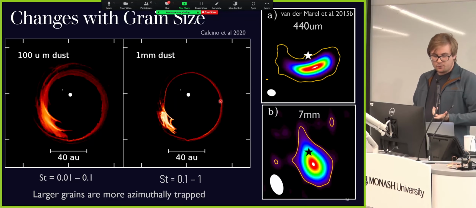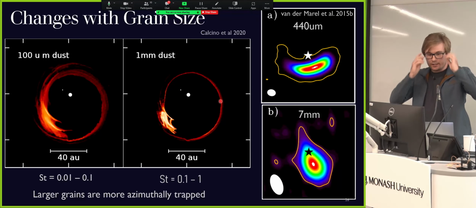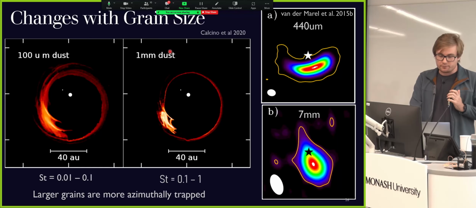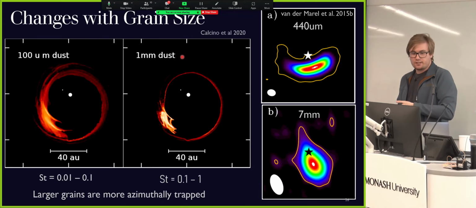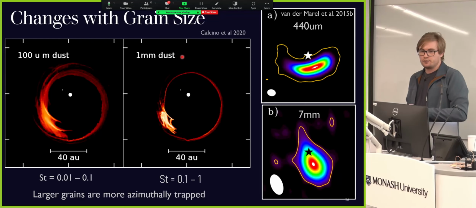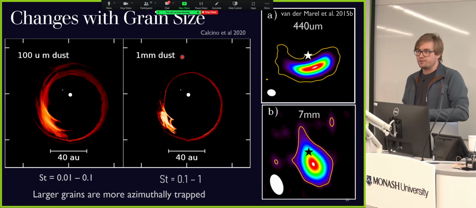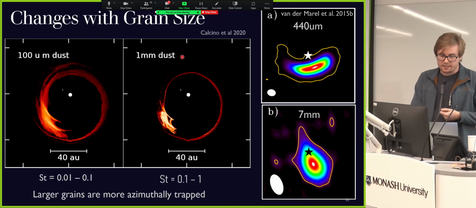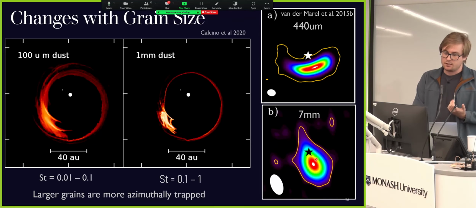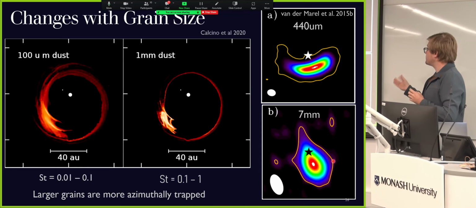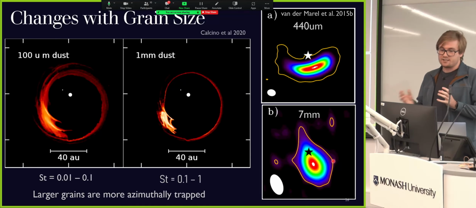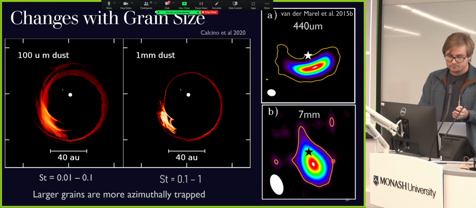And I've run this for multiple grain sizes. Here on the left is 100 micron, and then on the right is 1 millimeter sized dust grains. So with an increasing dust grain size, the concentration becomes more efficient. And that is also seen in the observations of IRS-48, where we have 440 micron here and then 7 millimeter. So with the larger dust grain sizes, the dust trap in IRS-48 becomes more azimuthally concentrated.